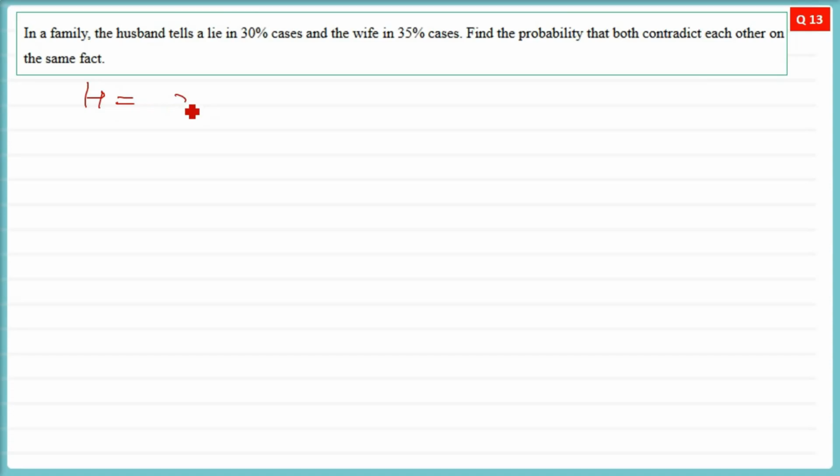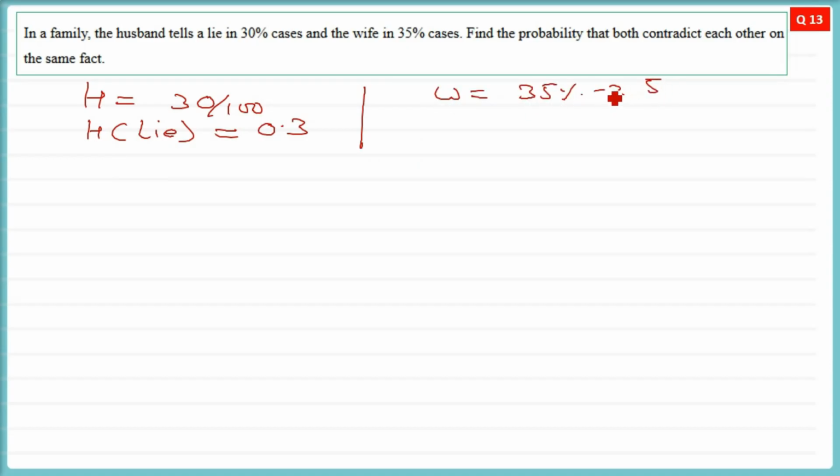In 30% of cases the husband tells a lie. So the probability that the husband lies is 30 by 100, which comes out to be 0.3. The wife telling a lie is 35%, which is 35 by 100, that is 0.35.